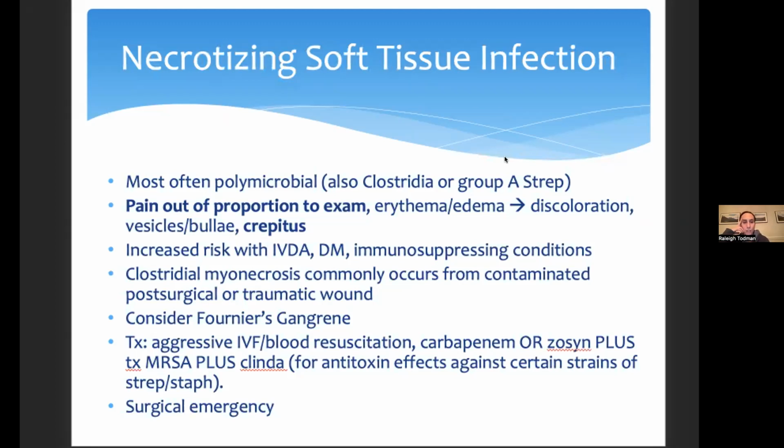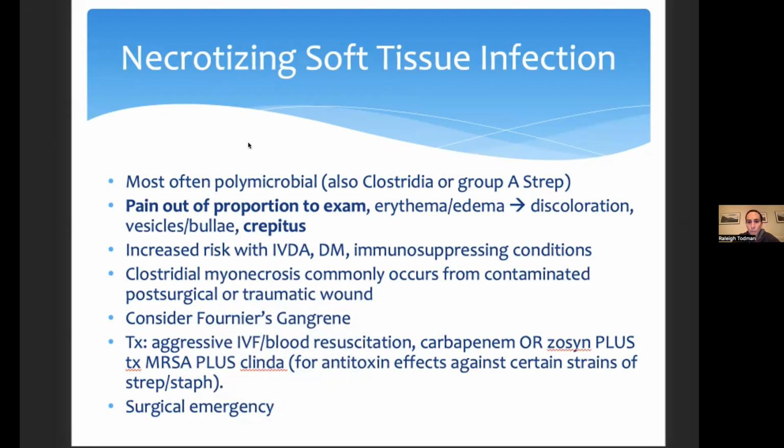Other soft tissue infections that have rash are necrotizing soft tissue infections like necrotizing fasciitis, one of our scarier rashes. This is usually polymicrobial. It can be group A strep, it can be Clostridia, but usually it's multiple organisms. Some of the pathognomonic things here are pain out of proportion to exam. You start with erythema and some edema, and that turns into discolorations with vesicles and bullae, and then crepitus is kind of a late finding. So once you find crepitus, you're in pretty big trouble. It's pretty hard to figure this out early.